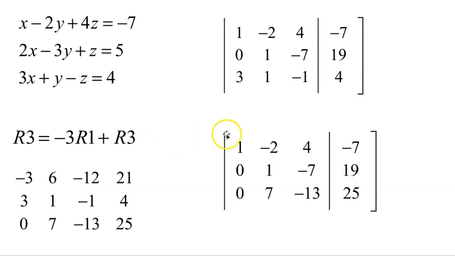So we had a 1 in the upper left, and then we had a 0 underneath and a 0 underneath. That's the first part. Next, we've got to come to the middle and make that a 1. It already is a 1.